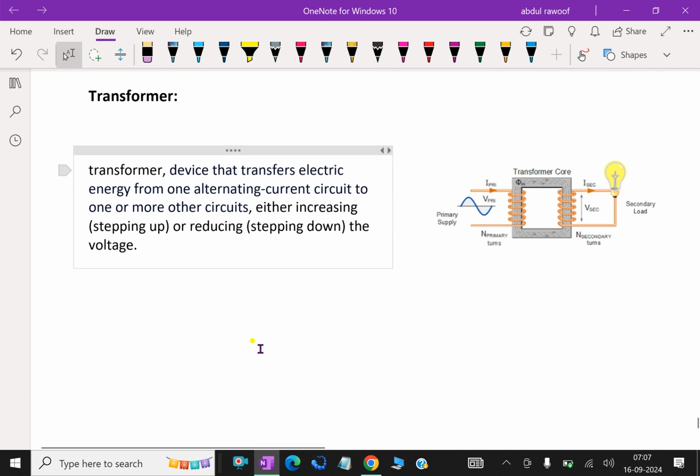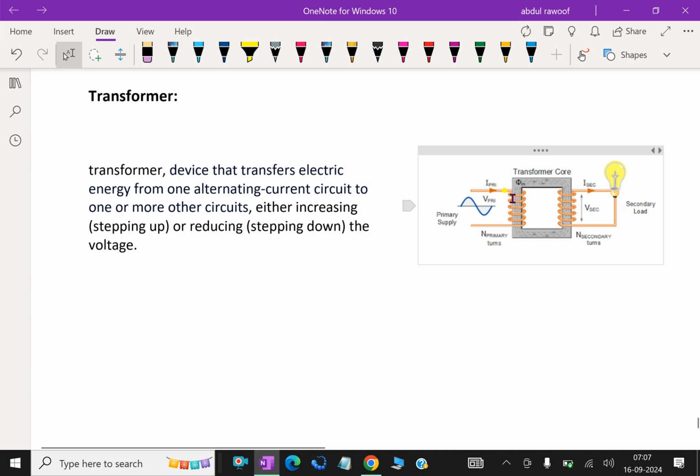Next one, transformer. A transformer is a device that transfers electric energy from one alternating current circuit to one or more other circuits, either increasing, that is a step up transformer, or reducing, a step down transformer, the voltages. Here in the transformer, this is the primary circuit and this is the secondary circuit. If the number of turns in the secondary circuit is lesser than in the primary, then it's called step down. In a step down transformer, voltage is reduced in the secondary.